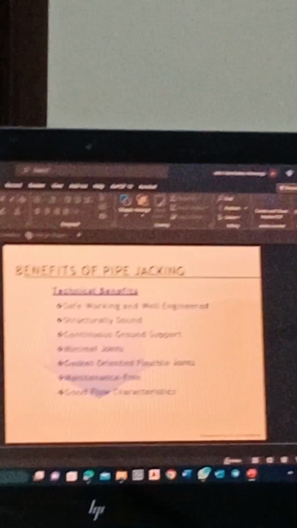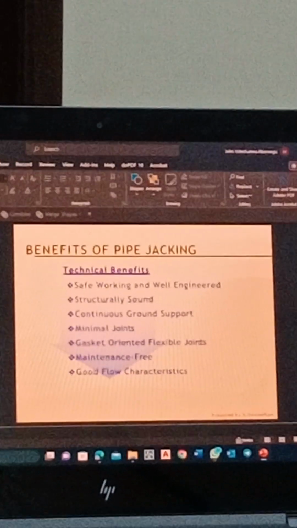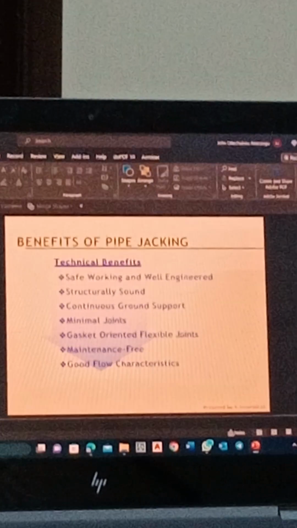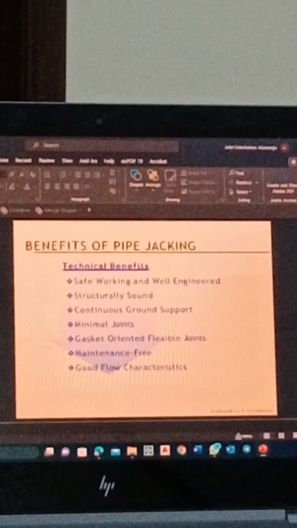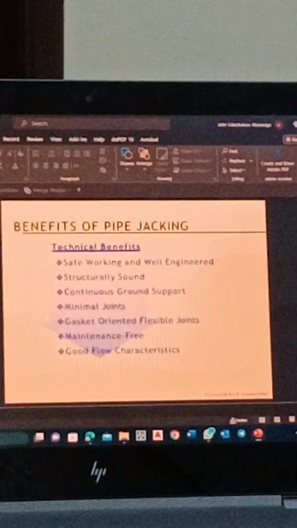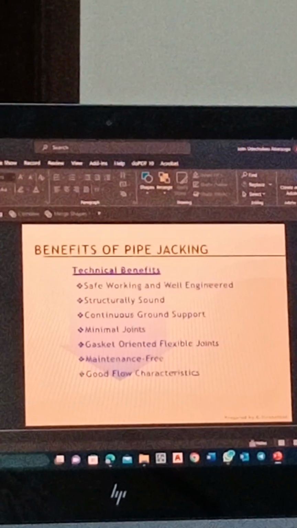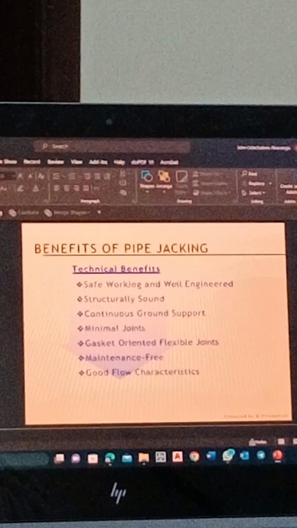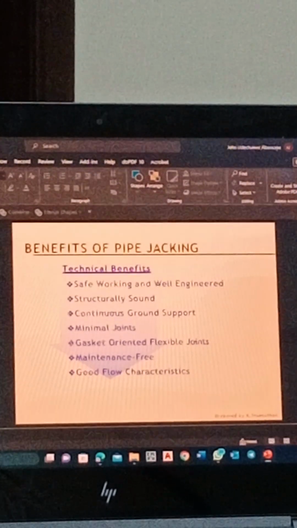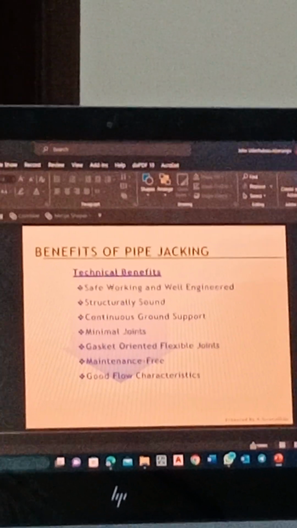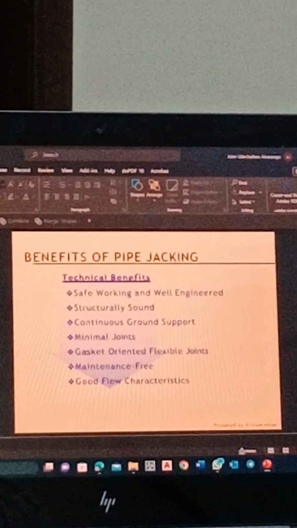Number two, it's structurally very sound because it does not have a lot of disturbances. So it maintains its structural soundness for a very long time. Number three, it continuously supports the ground. You don't have a lot of things. Number four, minimal joints because the thing is continuous.